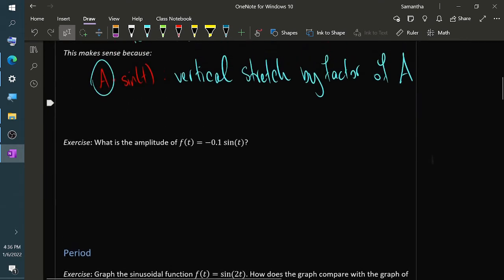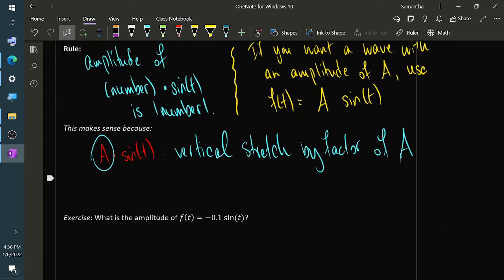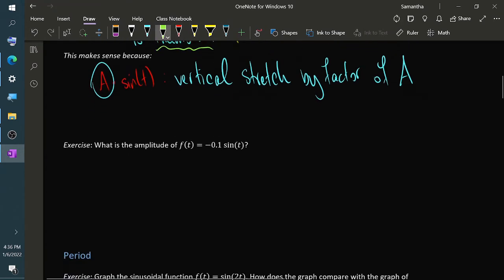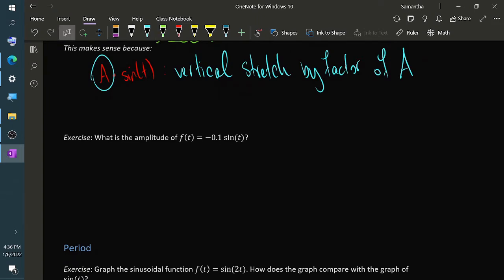As an exercise, someone gives me a function f of t equals negative 0.1 times sine of t, and asks, what's the amplitude of this function? To find it, all I have to do is look at the multiplied number in front of sine and take its absolute value to make it positive, because amplitude is a distance and distances are always positive. So I take the absolute value of negative 0.1, and the result is positive 0.1, and that is the amplitude.